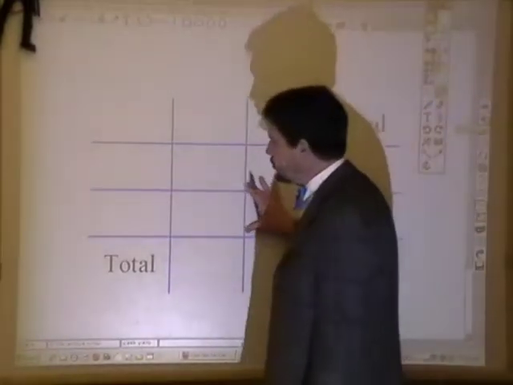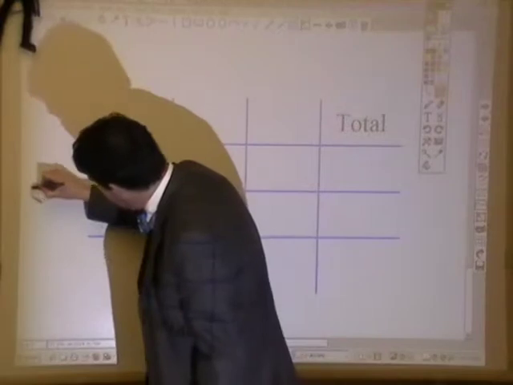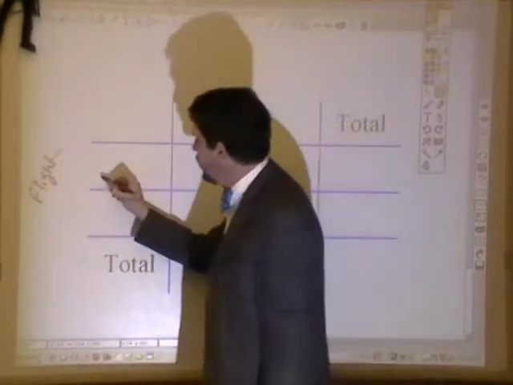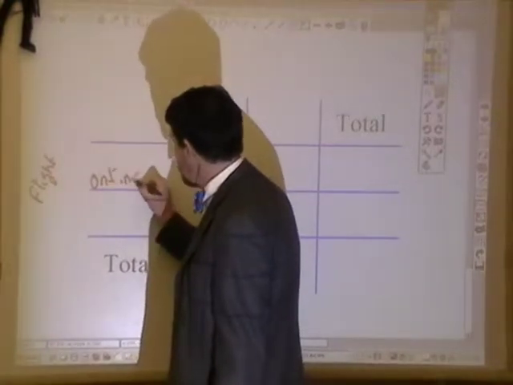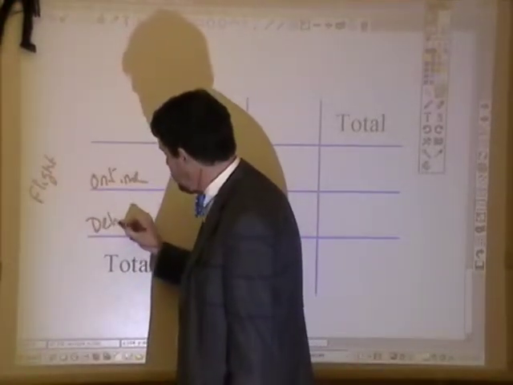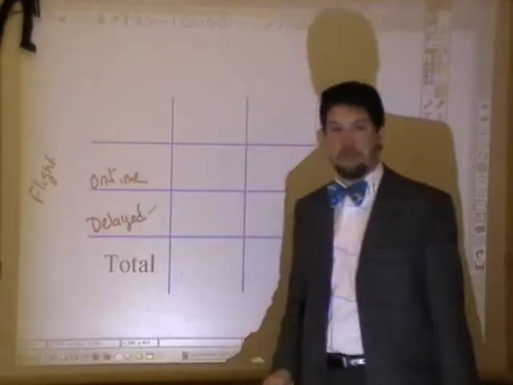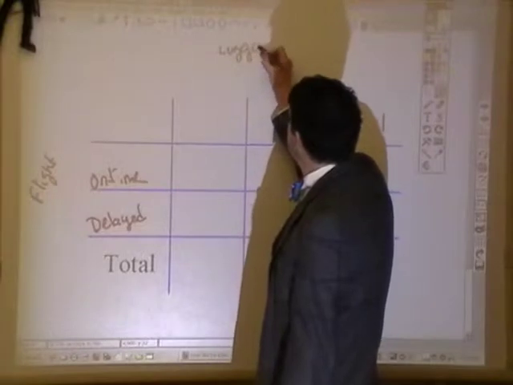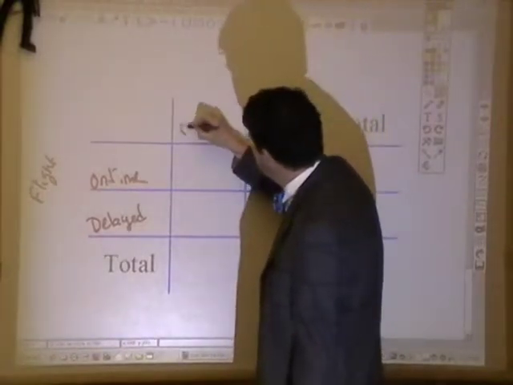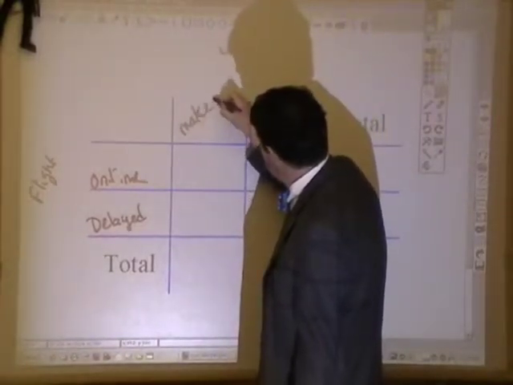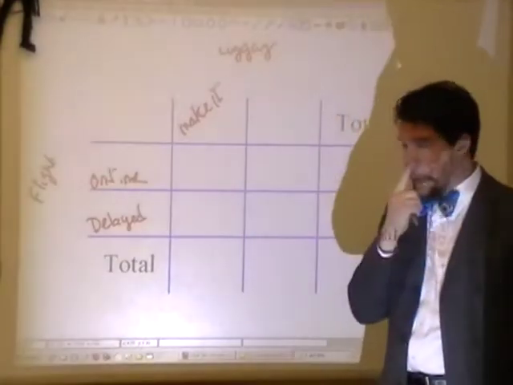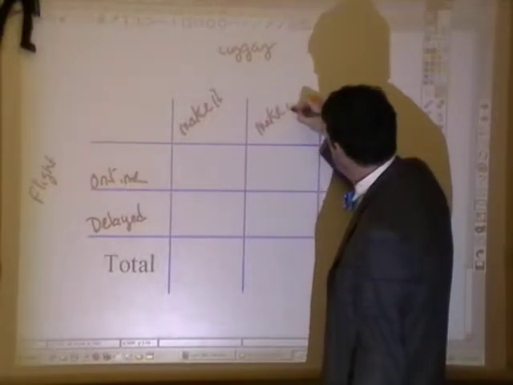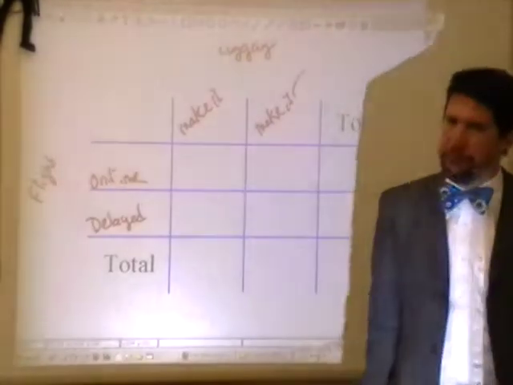All right, so we're going to start off with this contingency table, and we're going to have two variables. One is the variable of flight, and we've got two choices: her flight could be on time, or it could be delayed. The other variable is her luggage, and her luggage could make it to Denver with her, or it could not make it, and we'll just call it make it not.